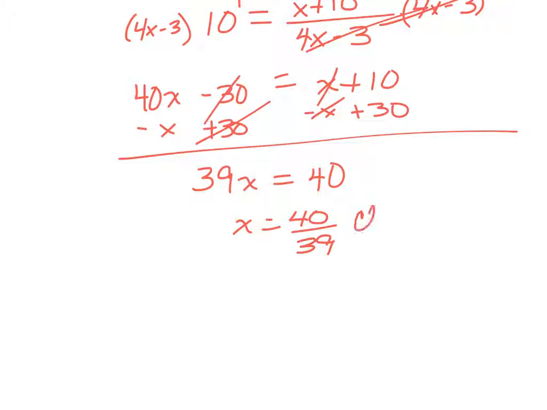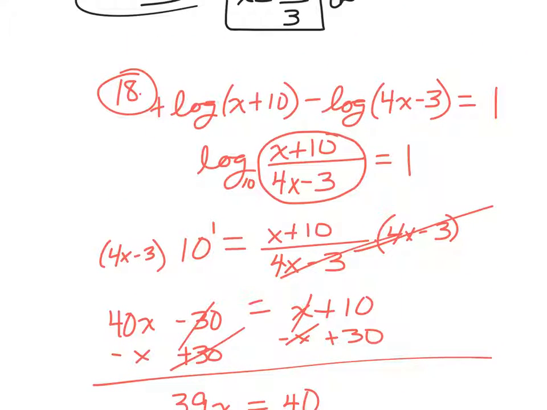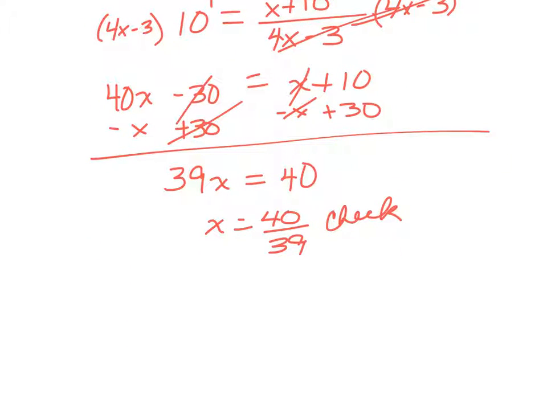But we can't forget to check. Now 40 39ths is 1 and 1/39. That's just a little bit bigger than 1. So if I put 1 back into the original problem, or something a little bit bigger than 1, something a little bit bigger than 1 plus 10 is not 0 or negative. 4 times something a little bit bigger than 1 minus 3 is not 0 or negative. So we're going to be okay. So it looks like x is going to equal 40 39ths.